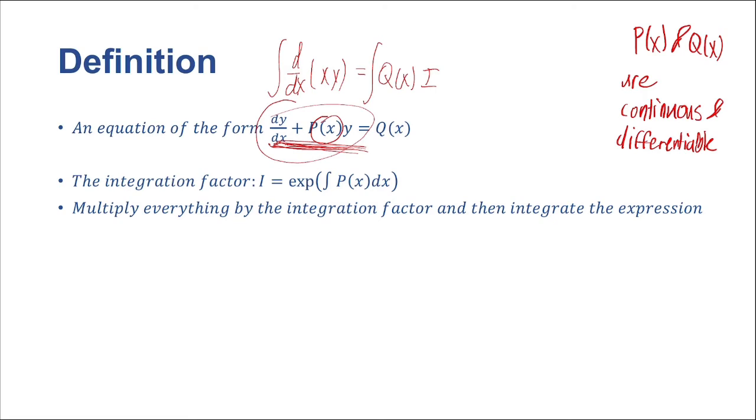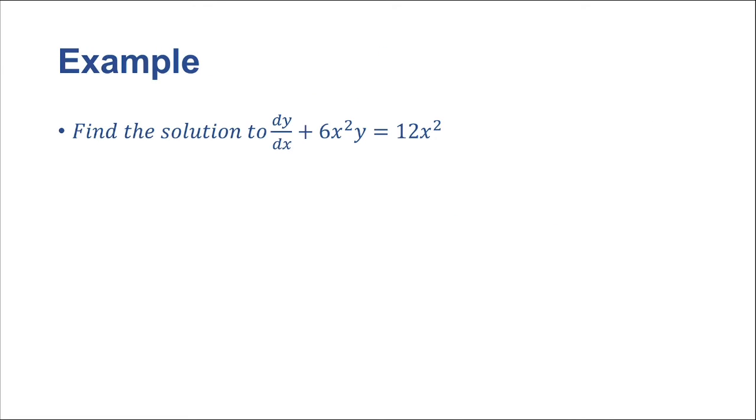All right, let's do an example, right? Let's find the solution to the differential equation dy dx plus 6x squared y is equal to 12x squared. First, we want to identify what our terms are. We've got our q of x here, and we've got our p of x here.